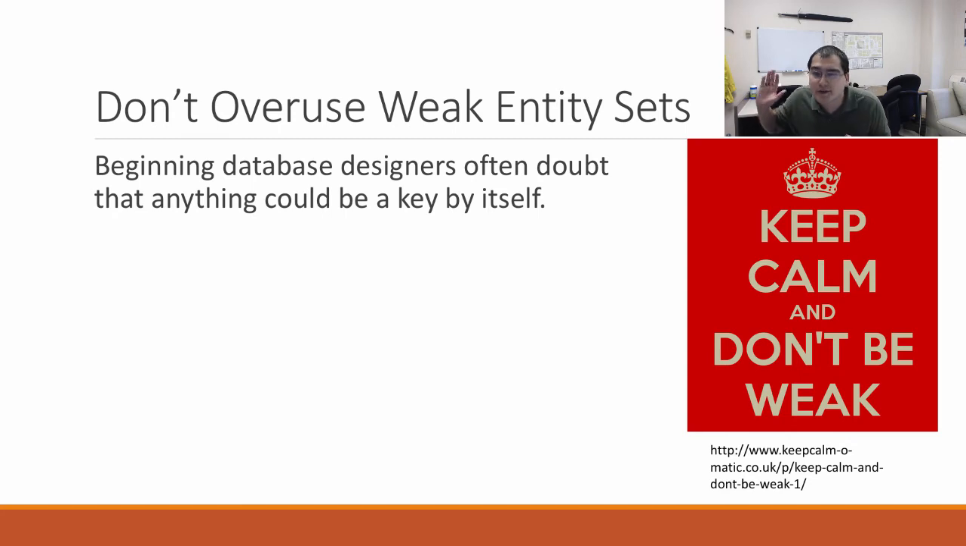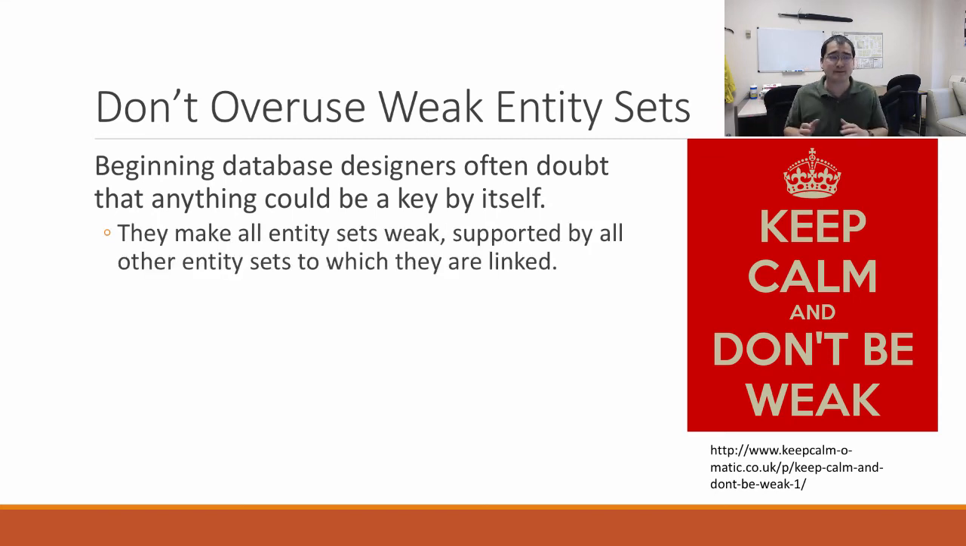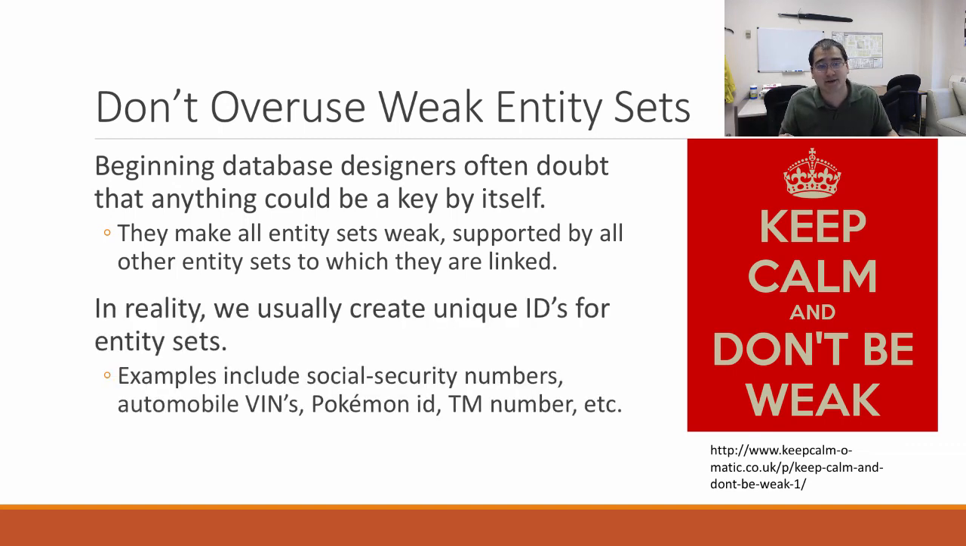Okay. Last design technique is not overusing weak entity sets. So one thing that's really tempting to do is to make a whole bunch of entities weak. And the reason why you would do this is because often you're not really sure what should be a key for this entity, and if you can't come up with a key, you have to make it weak. Okay? And the problem is that you will make a lot of entities weak, and they're all supported by other entity sets. So in order to uniquely identify an entity, you have to go through this chain of gathering up all of this different information together.